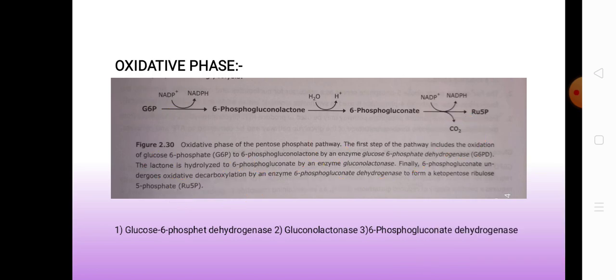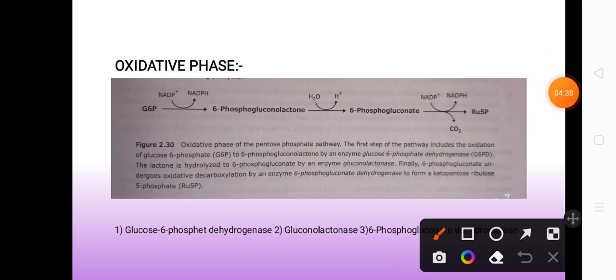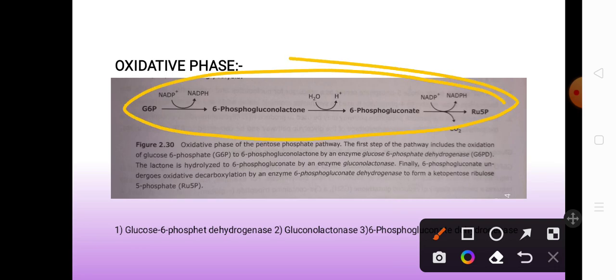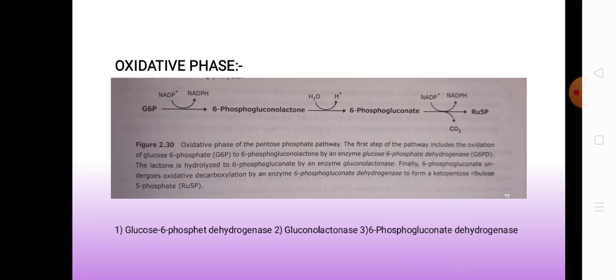And in the glycolytic cycle, ATP production was a very important thing. We should say that in the glycolytic cycle, ATP production was the main thing. But in the hexose monophosphate shunt, as you can see, there is no direct ATP production. So that is the idea of our oxidative phase.